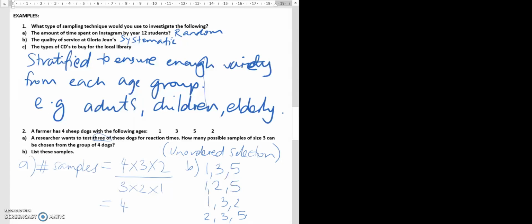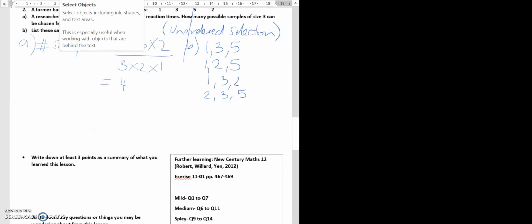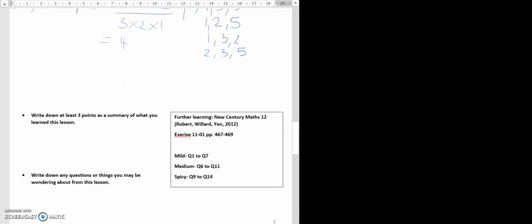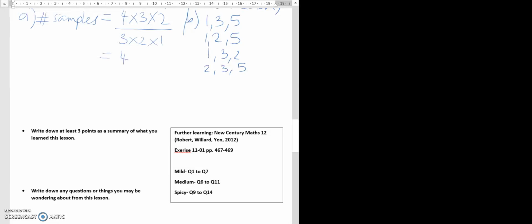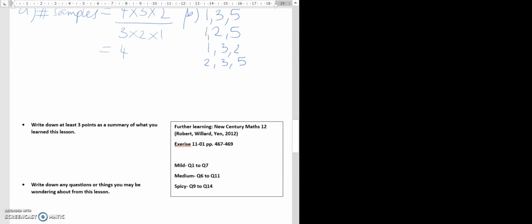Fantastic. So that's the first section. Make sure that on the next section here down the bottom, you just write down any summary points you can think of. You should be writing at least 3. Write down any questions you had about the lesson, and then have a go at exercise 1101. Choose your level. Thanks, everybody.